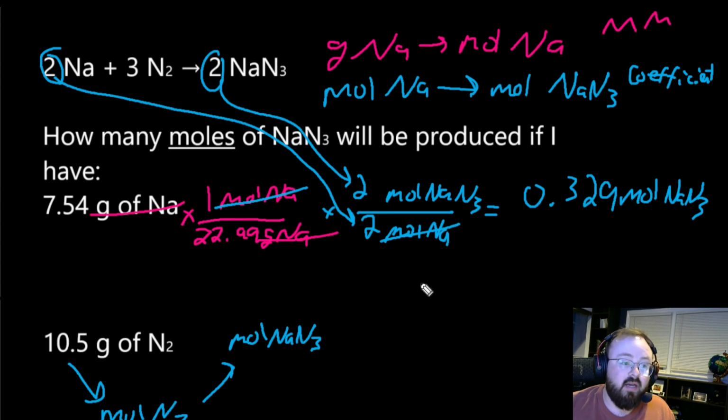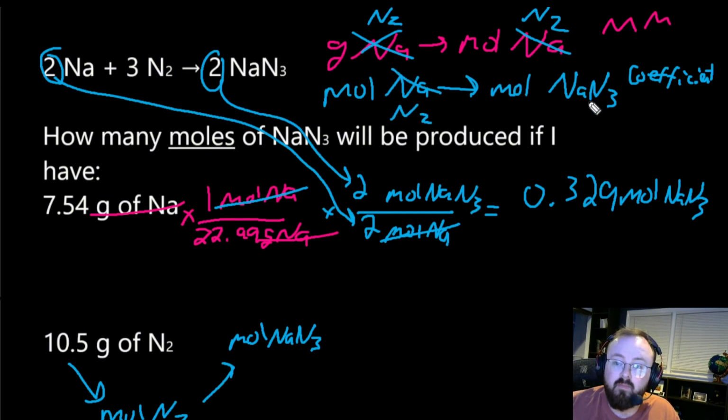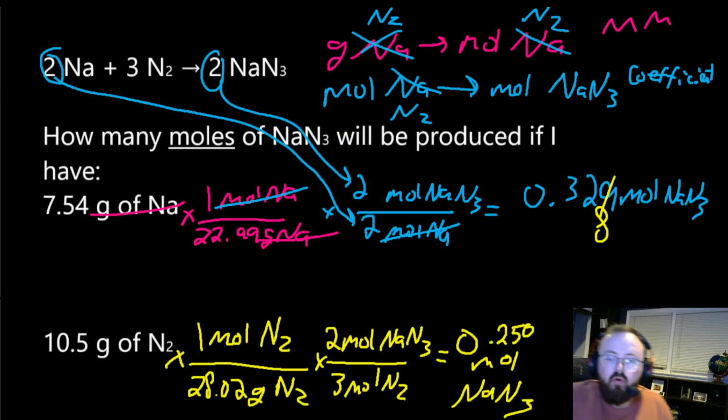So that is my path that I need to take. And just like last time, instead of grams of Na, I can even just cross this out. Grams of N2 into moles of N2, moles of N2 into moles of NaN3. It follows the same path. But as we're about to see, the numbers are going to be a lot different. So at this time, I'm going to let you try this on your own. And when I come back in a few seconds, the answer's going to be popped up on the screen. Alright, so check your work.